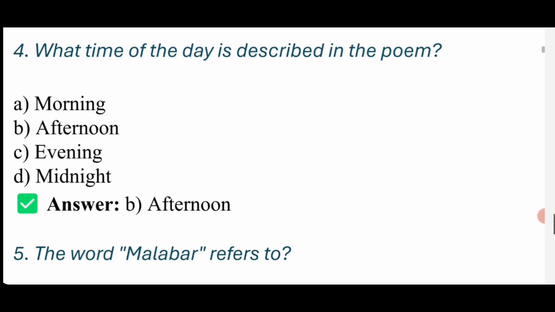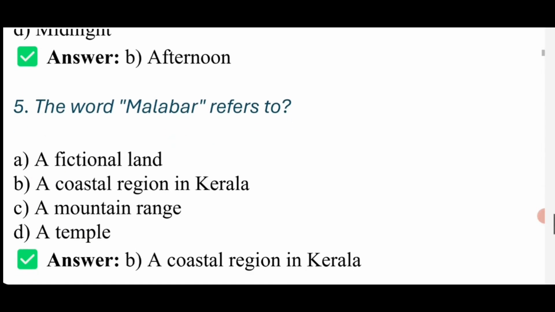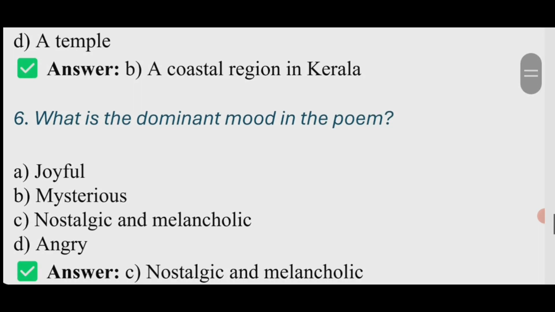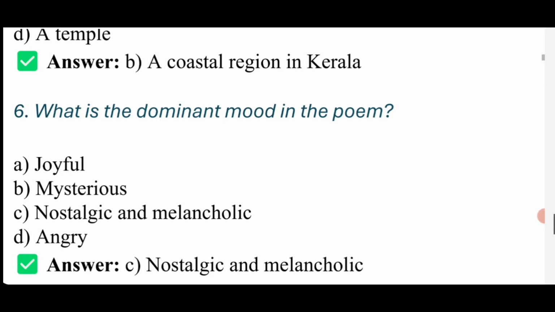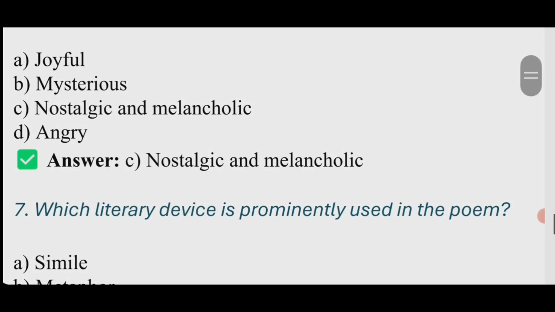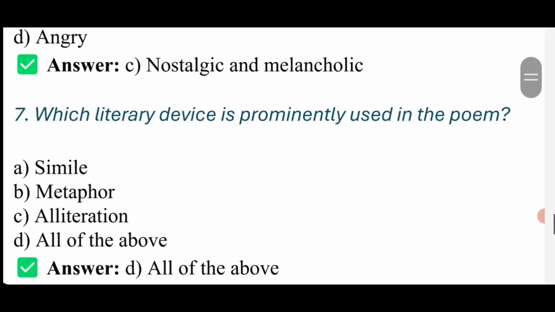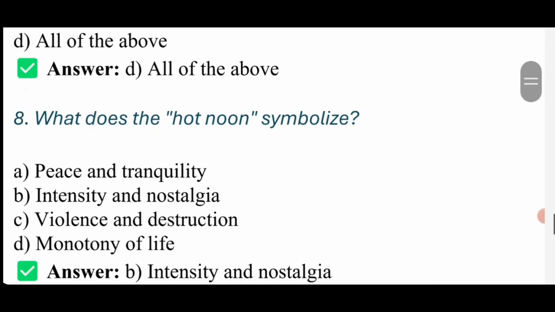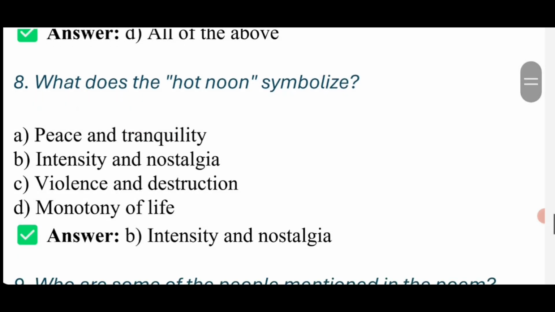Afternoon. The word Malabar refers to a coastal region in Kerala. What is the dominant mood in the poem? It's nostalgic and melancholic. Which literary device is prominently used in this poem? All of them. Simile, metaphor, alliteration, all of them. What does the hot noon symbolize? It symbolizes the intensity and nostalgia.